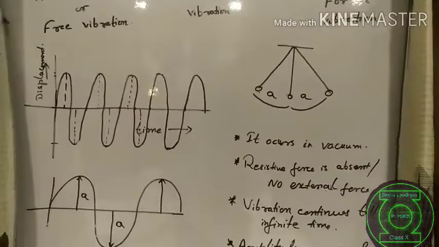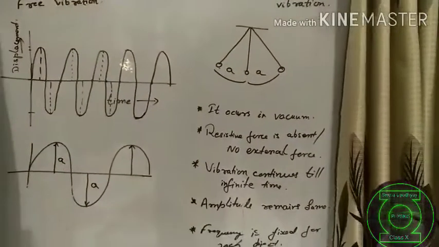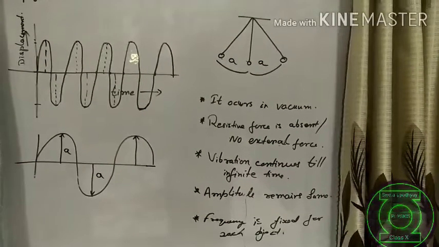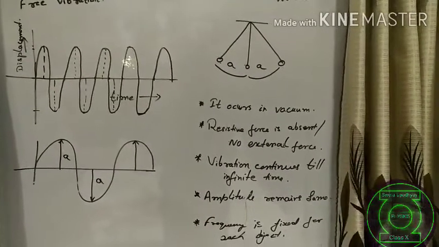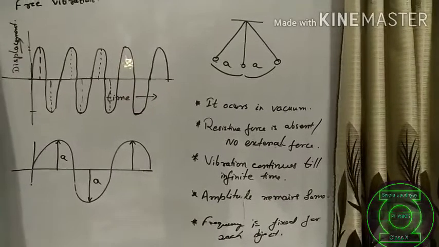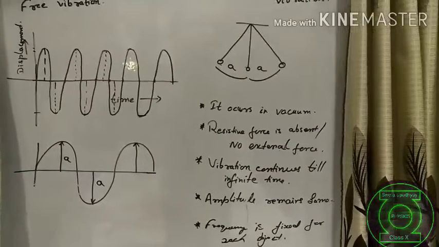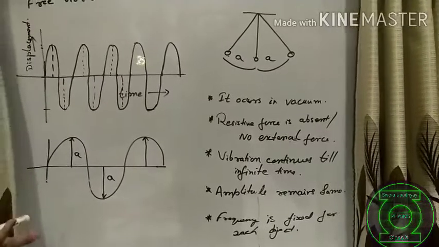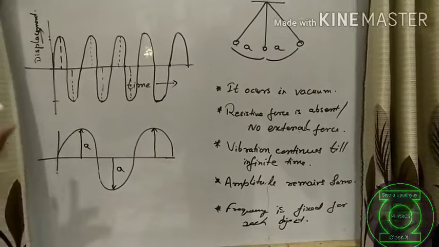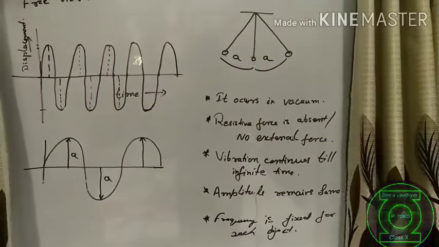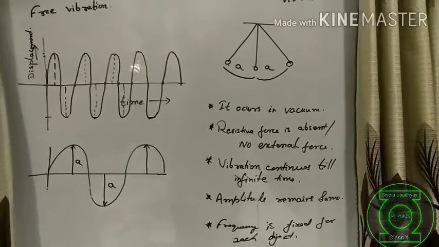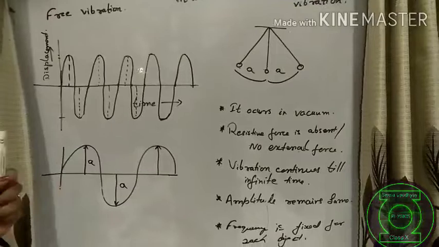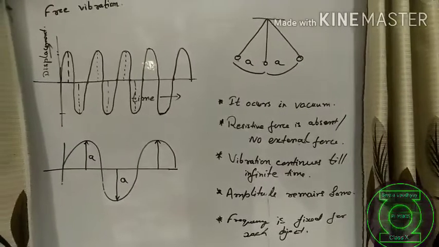What happens if we swing a pendulum in air? After a certain time it stops, because the resistive force is acting there, and when the resistive force is more than the applied force, after a certain time the pendulum stops. But in vacuum it does not stop because there is no resistive force. Hence natural vibrations are periodic vibrations which happen in the absence of external force, and the body will not stop once it has started its vibrations.